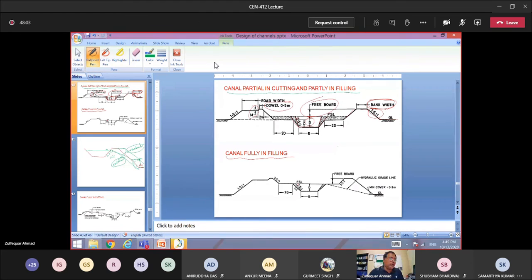Now you can see this one in the filling. In the filling again, the slope that will be constructed is different from the slope that will be attained after construction. And here is the berm that is being provided. Here the berm is equal to 3 times D, in the case of fully in filling. Then the freeboard here, right? And the minimum cover, that one I have already discussed with you.